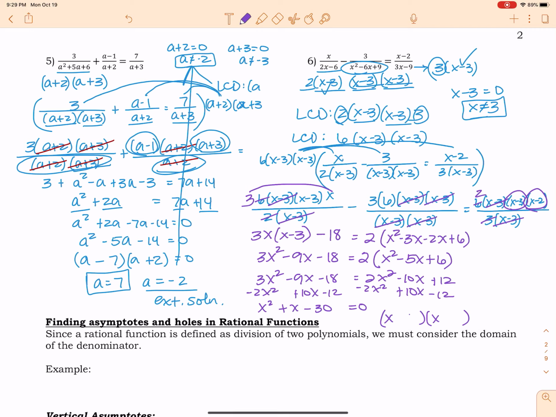X and x, 5 and 6, positive, negative. So x equals 5, x equals negative 6. Neither of those fall into the restricted values. So these are our two solutions.